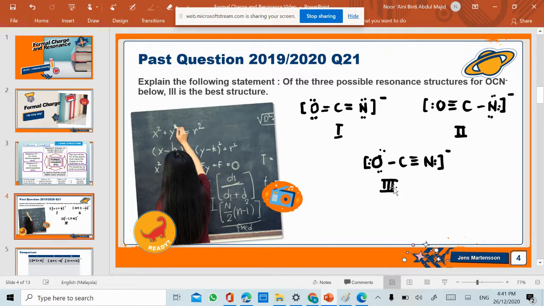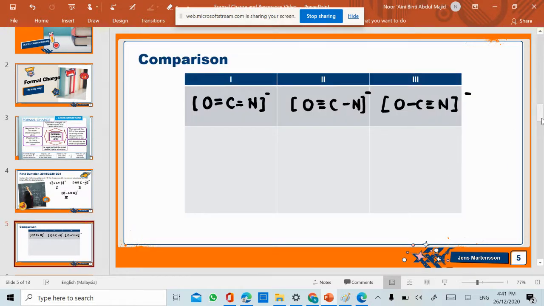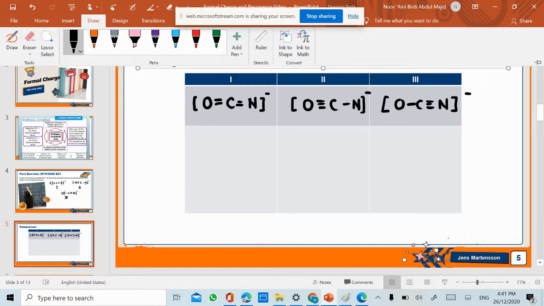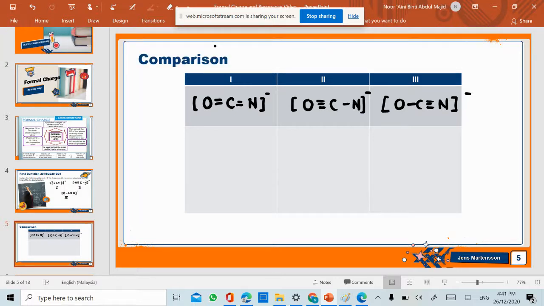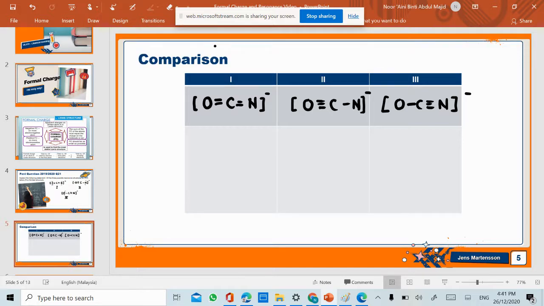Okay, now let's calculate the formal charge. Number 1. Refer to the formula. I think you can refer to the formula, but now I'm going to show you the fast way to do it. Can I use maybe green here? Come on, green. It doesn't want to give me green, no problem.